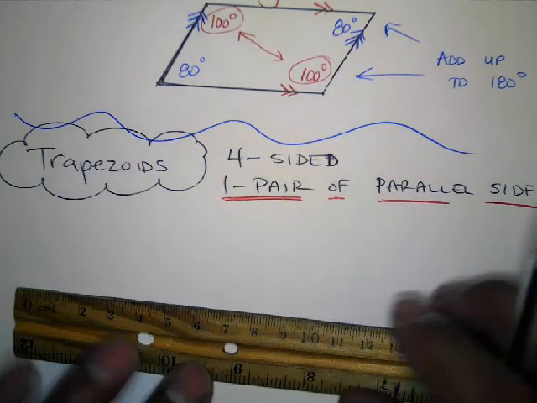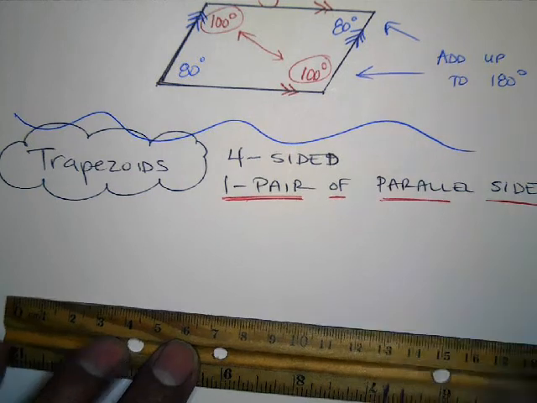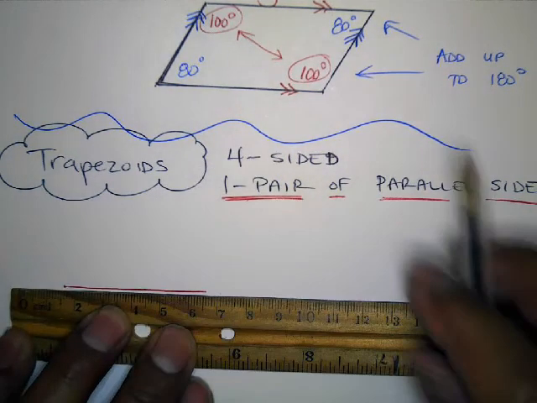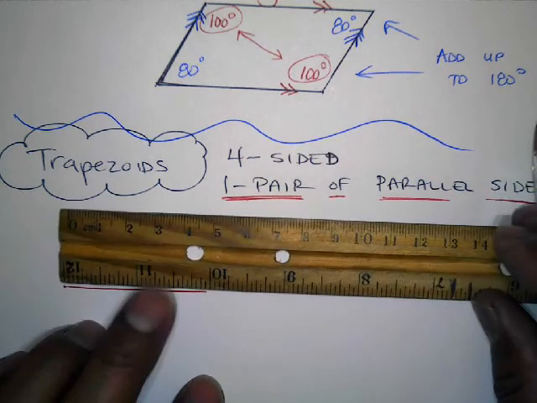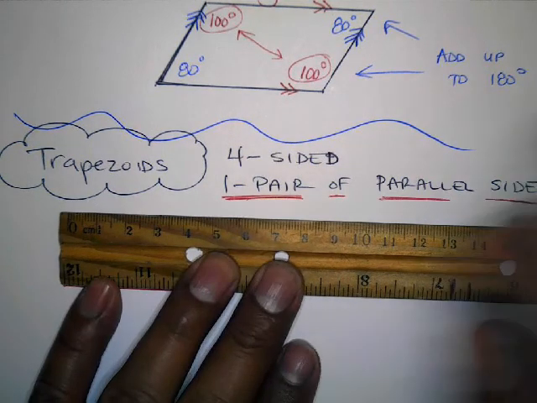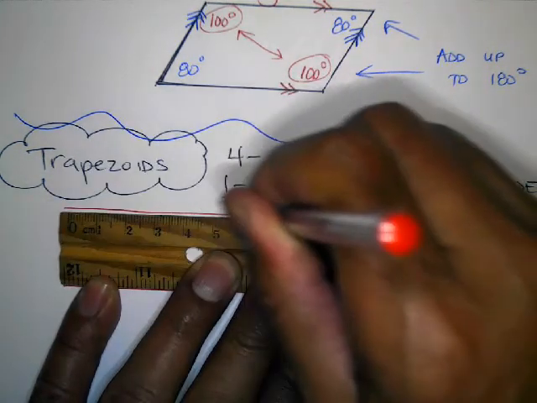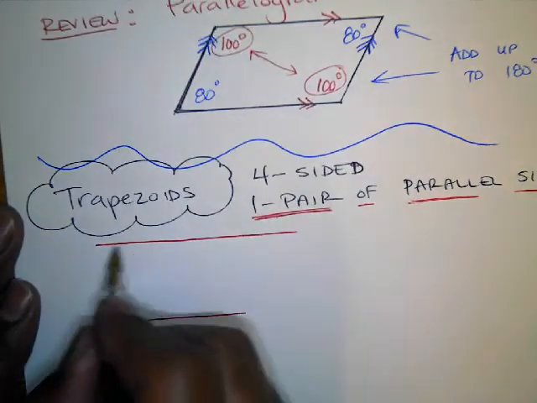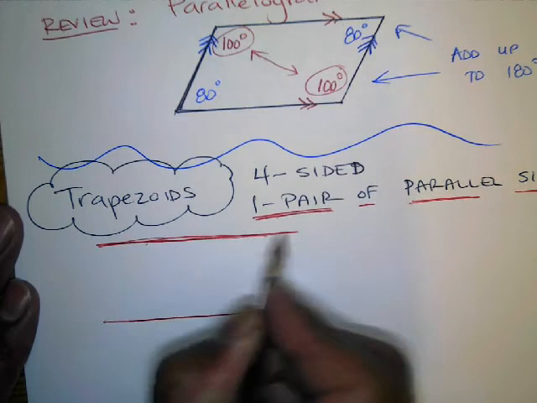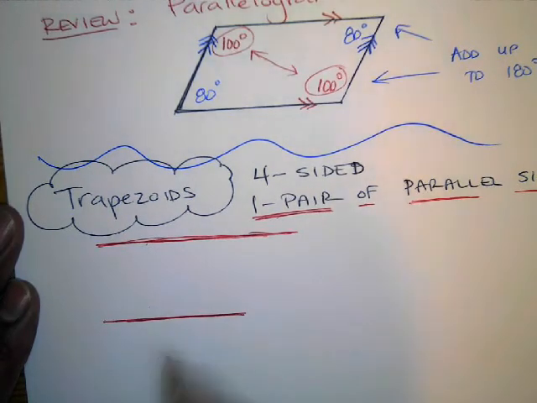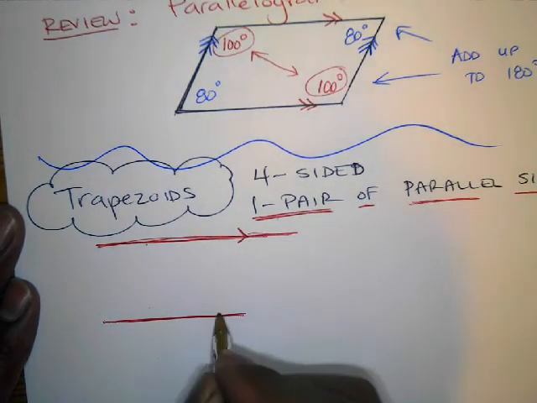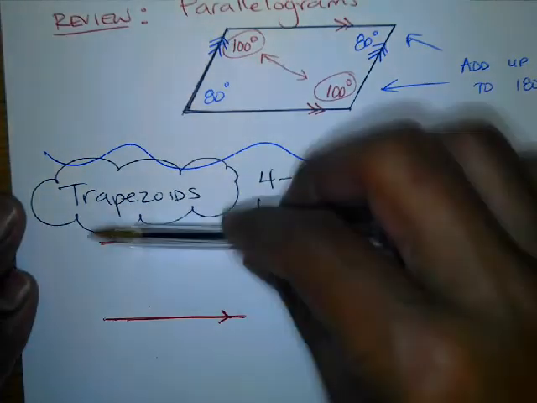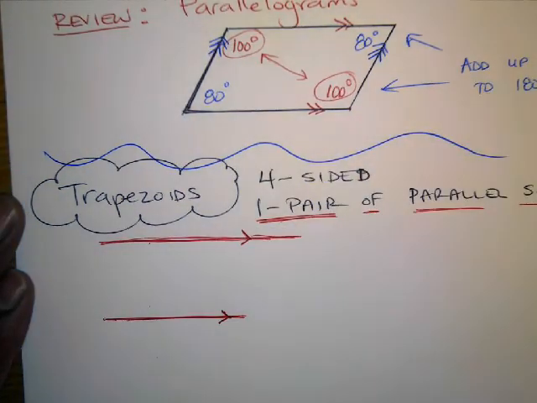Okay, so let's look at one trapezoid here. So let's say this side is parallel to this side over here, but see, they don't necessarily have to be the same length. They do not necessarily have to be the same length. This one can be longer and this one can be shorter, but they're still what? Parallel. We're not talking about length, we're talking about the slope of the line.